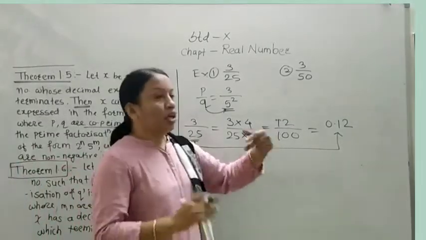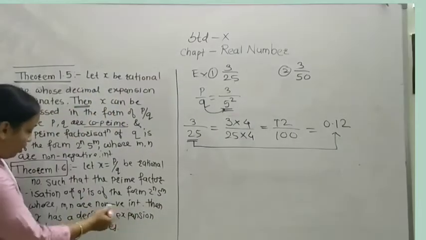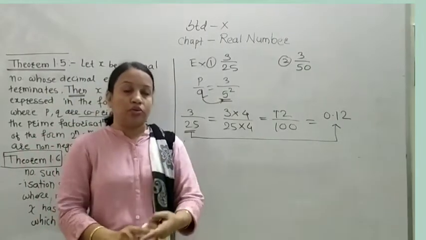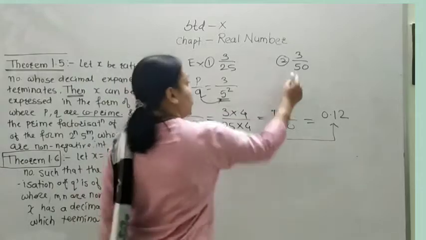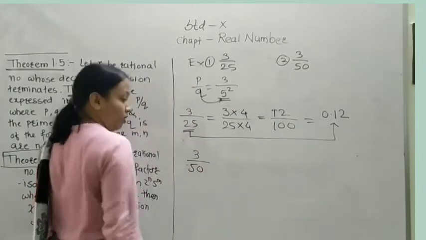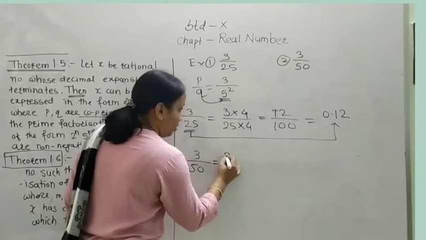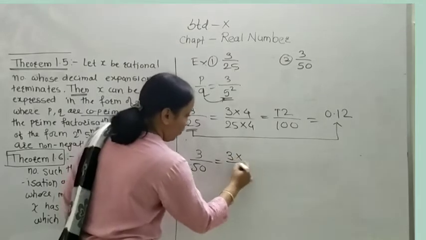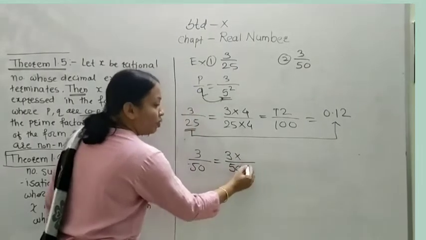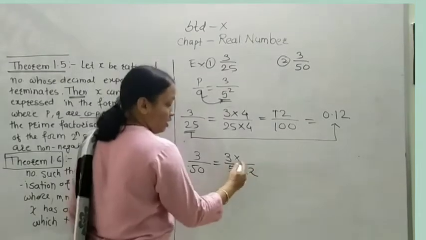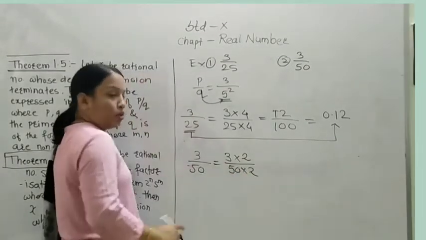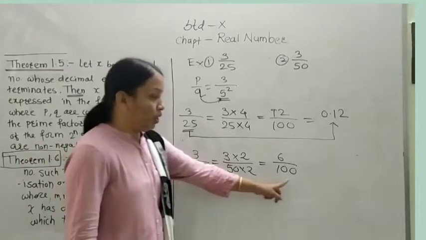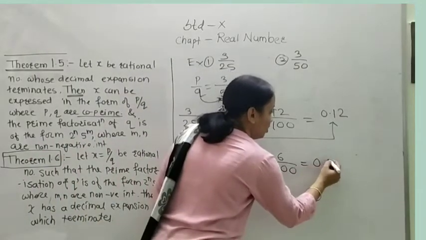Okay, now let us see if the denominator has 2 raised to power something, or 5 raised to power something, or both. If it is 2, it also terminates; if it is 5, it also terminates. Now let us see this one: 3 upon 50. Now it is 50. I can make it into 100 by multiplying by 2. This is one of the methods. So I have multiplied by 2. Now it is 6 upon 100, and it can be written as 0.06.